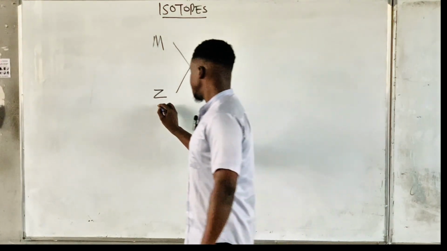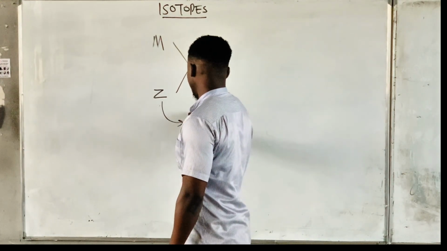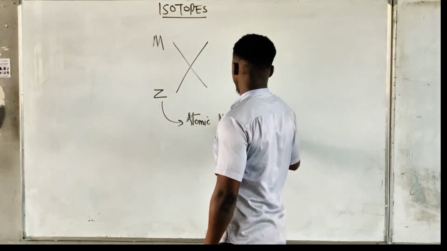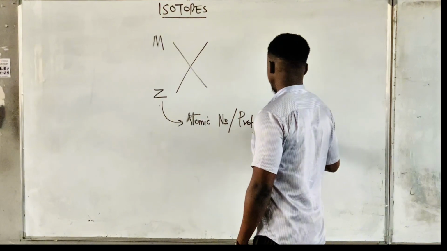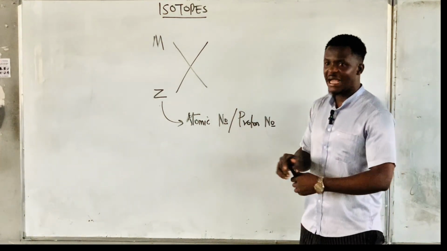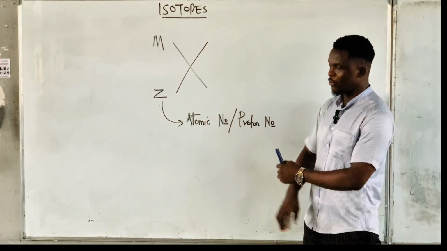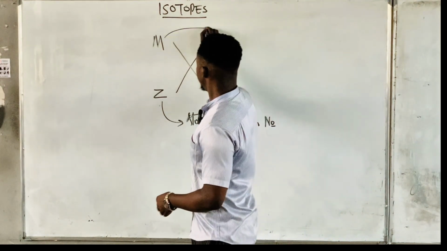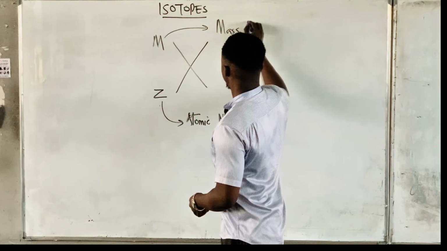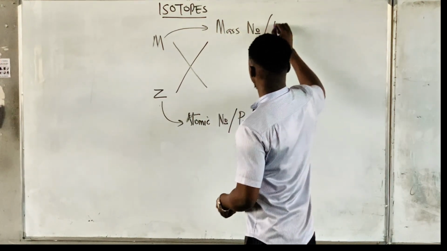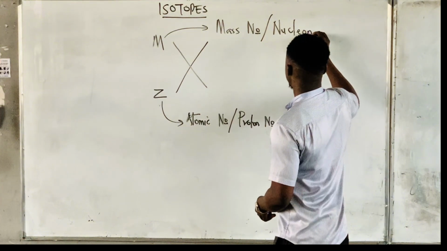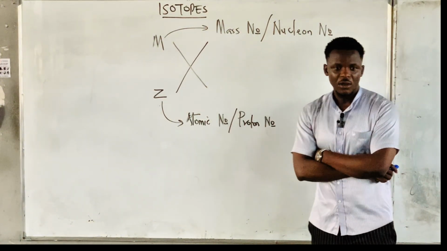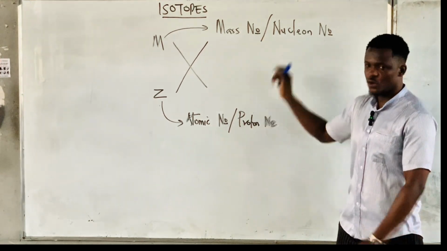Now, this Z is the atomic number of that atom, or the proton number. Please note that the atomic number of any atom is the same thing as the proton number of that atom. Take note of that. M here is the mass number. Another name for mass number is nucleon number. So we have the mass number, we have the nucleon number.